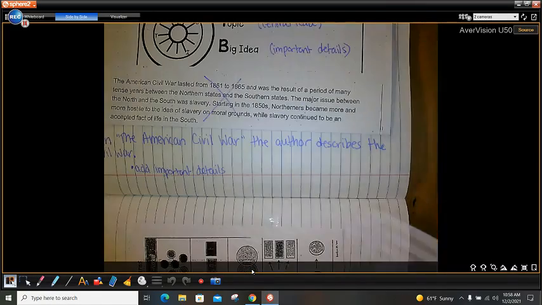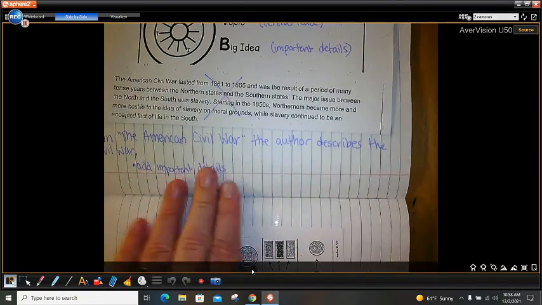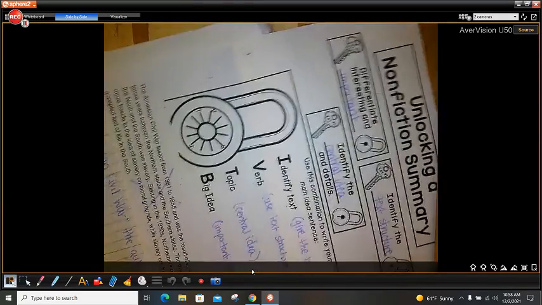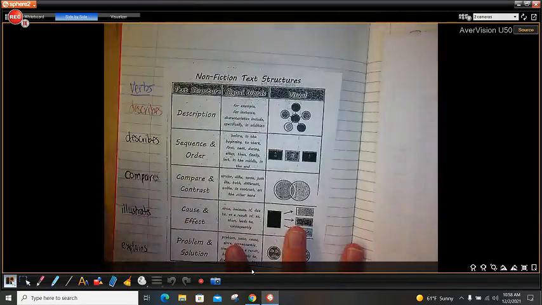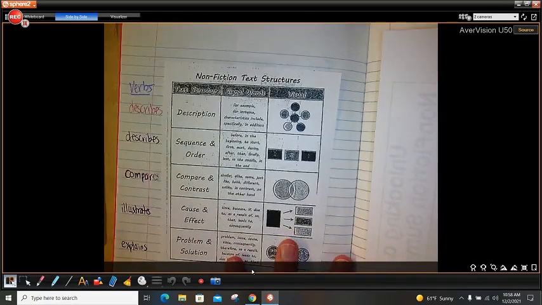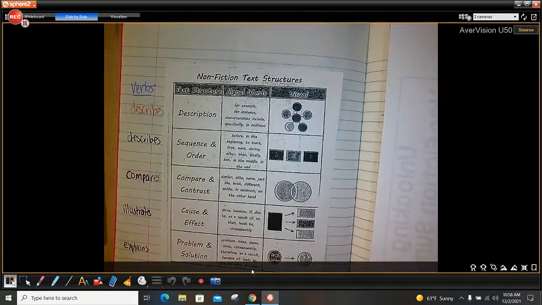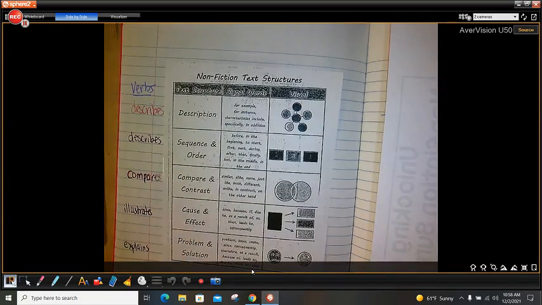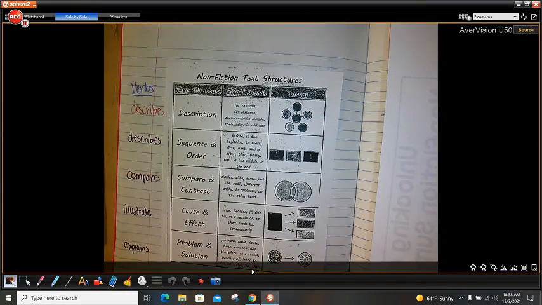But that is unlocking a nonfiction summary. Writing out the important details part is the same. It's pretty basic for description and sequence and order because you're just going to write out the details in the order that they're given. When it comes to writing out the details from compare and contrast, cause and effect, and problem and solution, it's going to look different, and we're actually going to talk about that and practice that tomorrow.